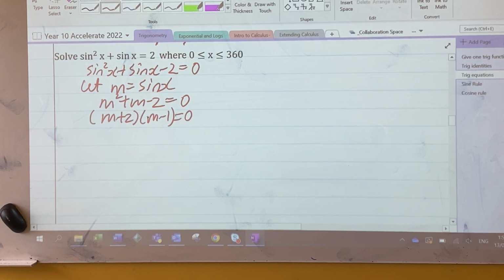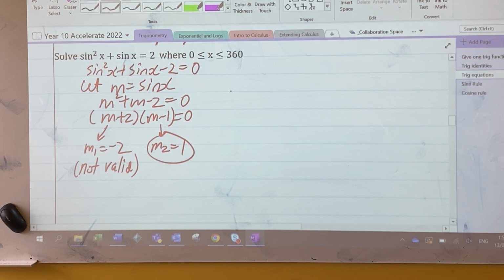Then I use previous knowledge to factorize, I get that. Now from here, we say m1 equals minus 2 and m2 equals 1. That should be very straightforward. That's all term 1 stuff. Now, what does m mean? It stands for sine. And I conclude this one is not valid, because the amplitude of sine is from -1 to 1. This one is -2, it's out of the range already. People okay with that? And m2 is equal to 1, you go back and check the domain.